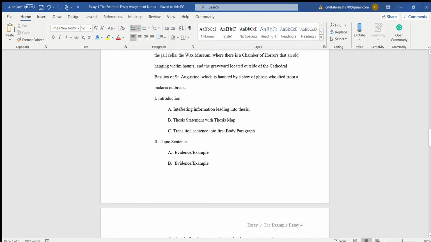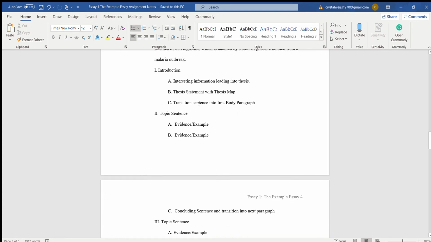You're going to have interesting information that leads into the thesis. You're going to have your thesis statement with your thesis map. Yes, you're going to restate it. Then you're going to have your transition sentence into your first body paragraph. Then you're going to have your number 2.